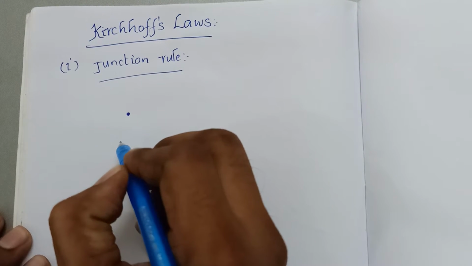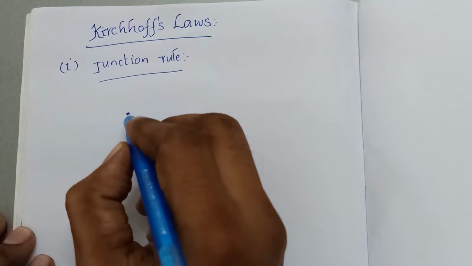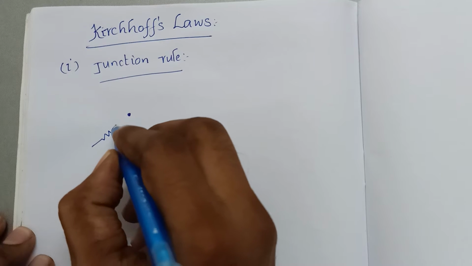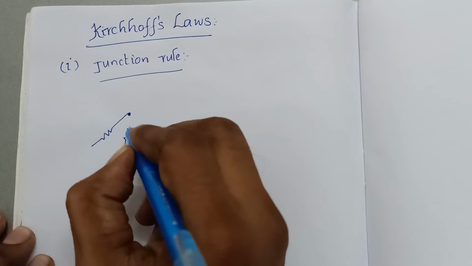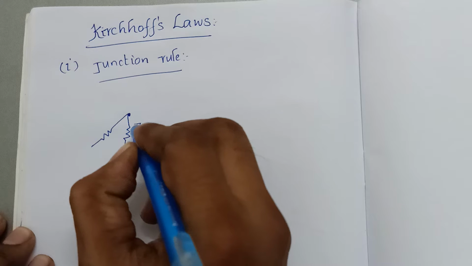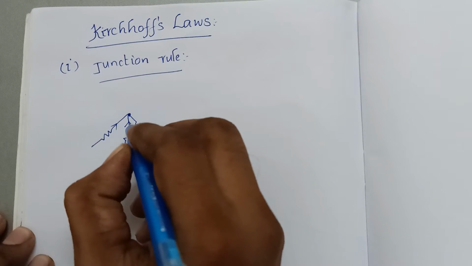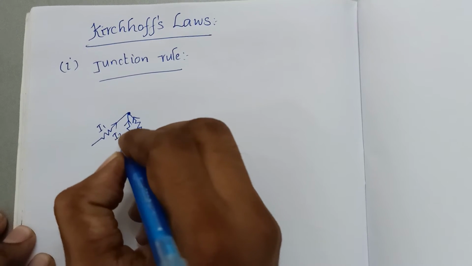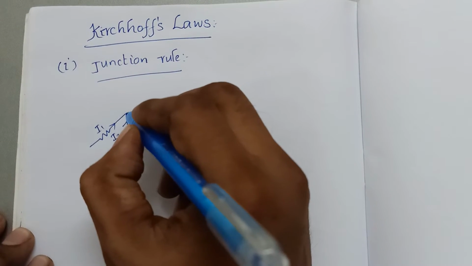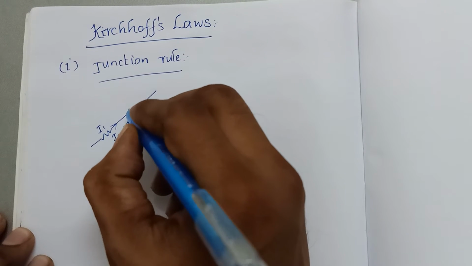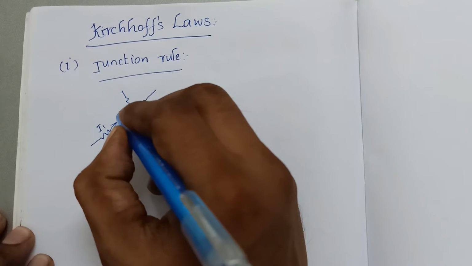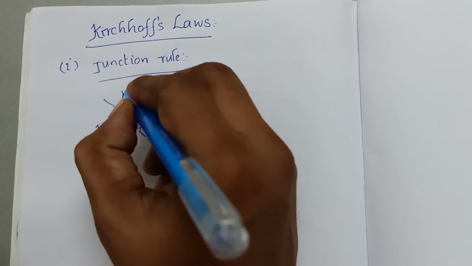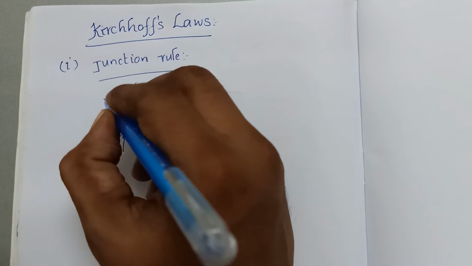In the junction rule, this is the junction. The sum of the currents at this junction will be equal to zero. How? Suppose some currents are moving towards a junction. We can consider them as I1, I2, I3. Similarly, some currents are moving away from the junction, which you can consider as I4, I5, I6.